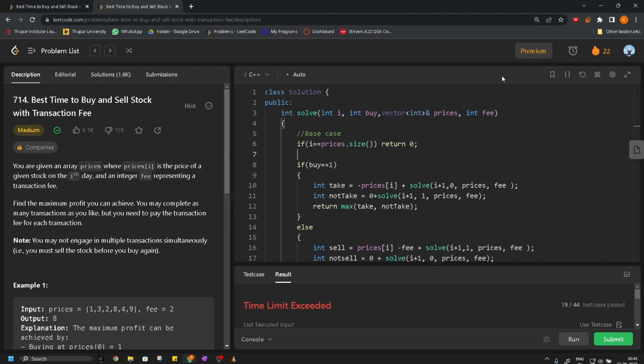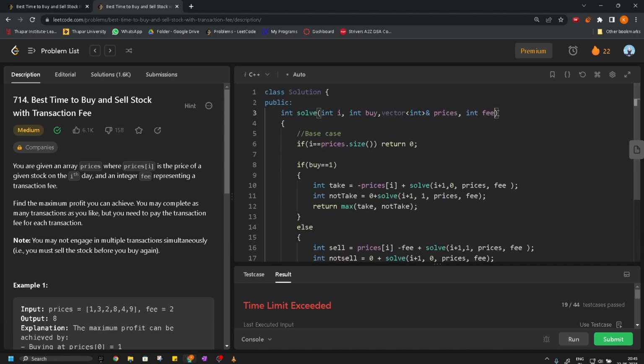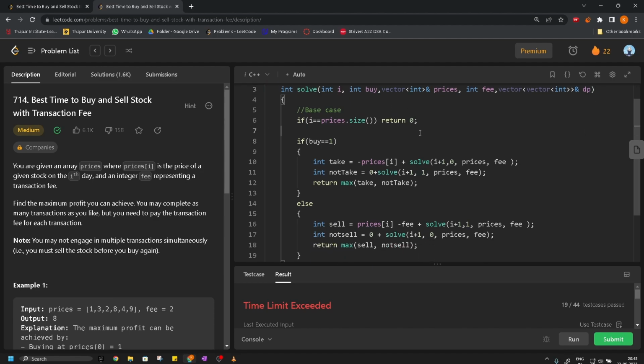And yeah, we'll have to add dp in the function parameter as well. So we'll just copy this, we'll add dp here, we'll send it to the function, we'll pass it by reference, and then simply if dp of I and by is not equal to minus 1, we return dp of I and by. And every single time when we are returning an answer, we'll just write dp of I and by is equal to and return the answer.